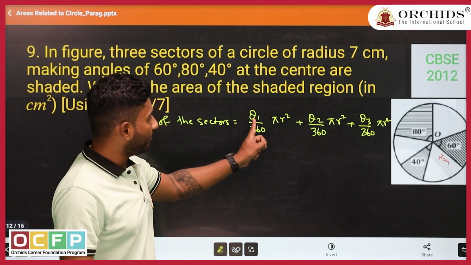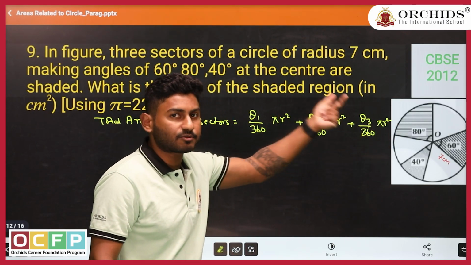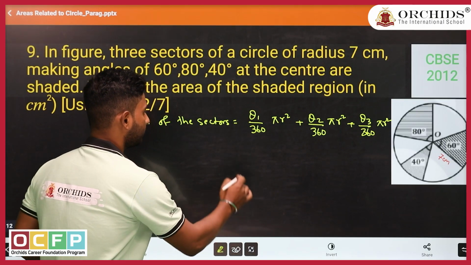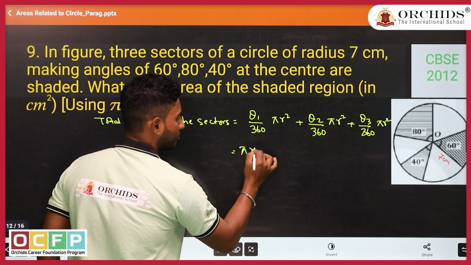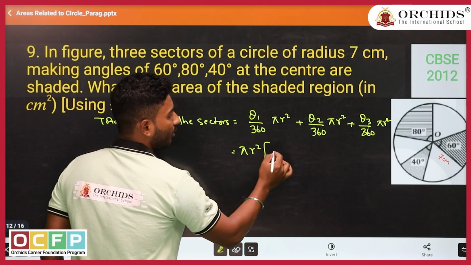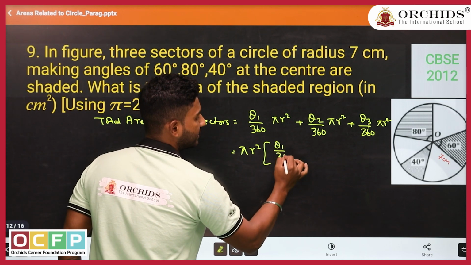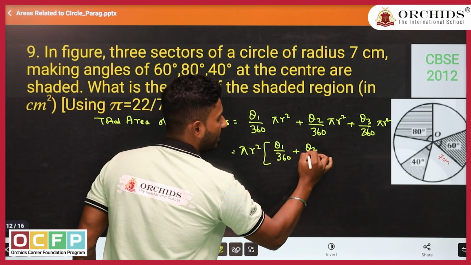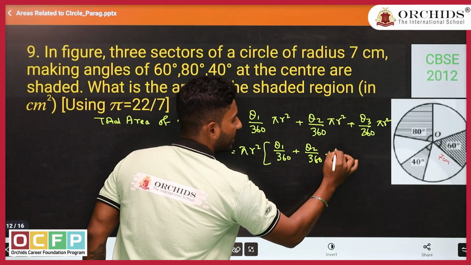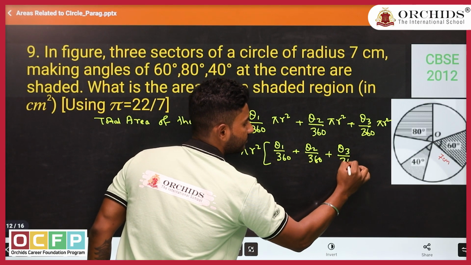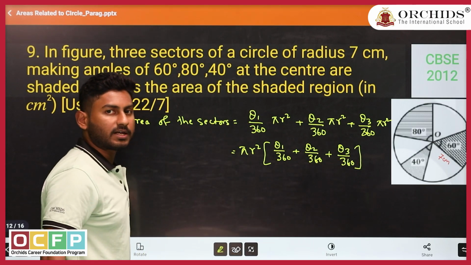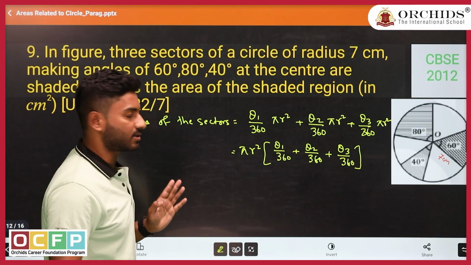If you see in all the 3 cases pi r square is common, just take it out. We are left with theta 1 by 360 plus theta 2 by 360 plus theta 3 by 360. Here we got our formula. Put the values, get the answer.